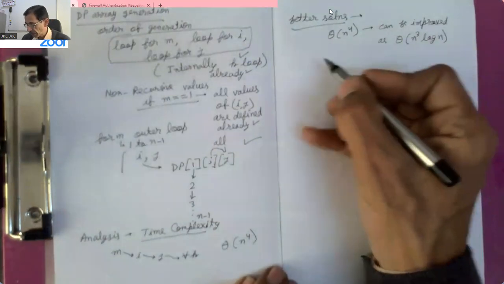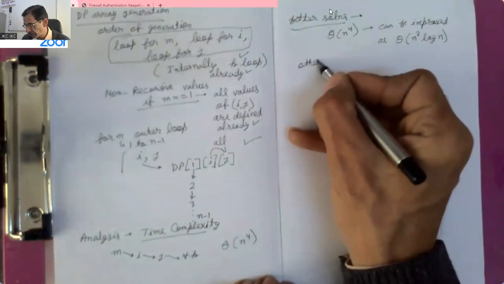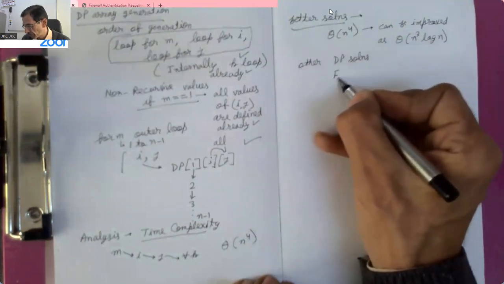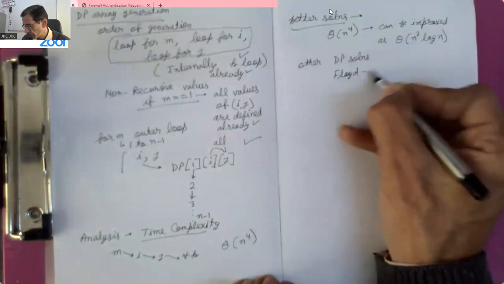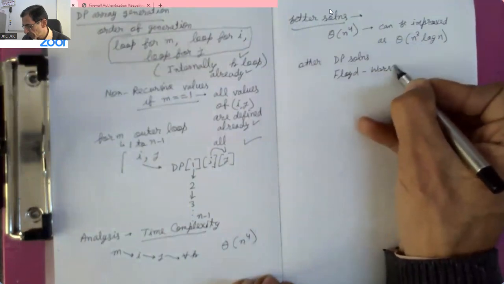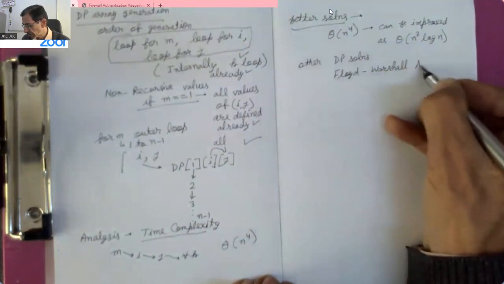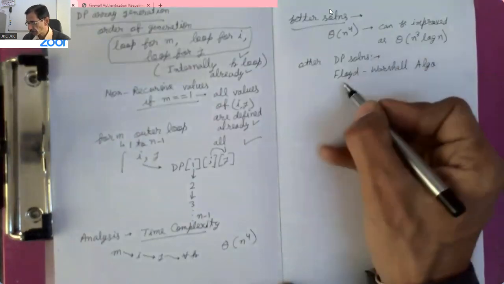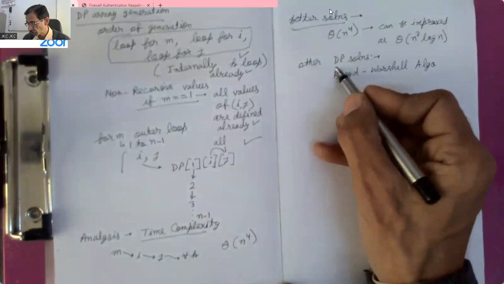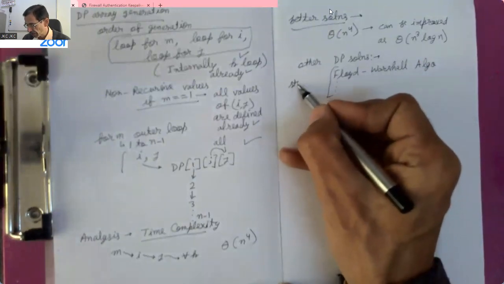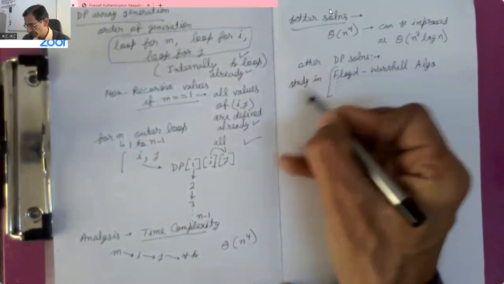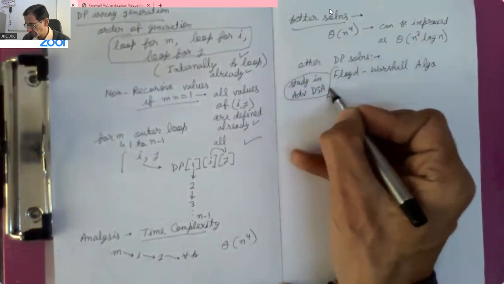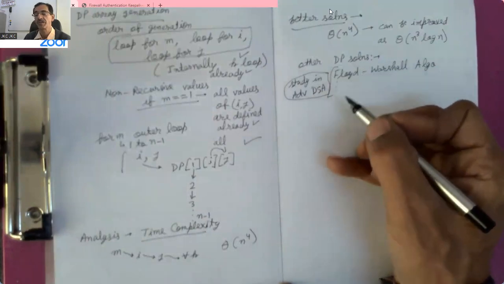And then there are other DP solutions which are even better, like the Floyd-Warshall algorithm, which is again DP based, but it will be even better than the current solution. And some more are there. So you will study them in the advanced data structure course. Advanced DSA will be another subject which you will study, and there you will study in more detail.